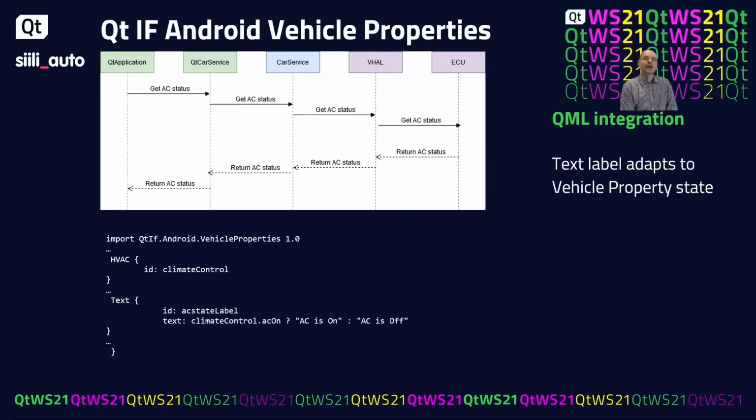Now let's take a look at how the Vehicle Properties module is integrated with the QML code. It is a simple import statement in the first line of this snippet. Then we define the HVAC item with climateControl as ID. In the code, when we want to access the current value of the property, we just use its ID, like climateControl in this case, and directly call the property name like any other registered value. So in this case, the text label will be changed according to the changes of AC state.